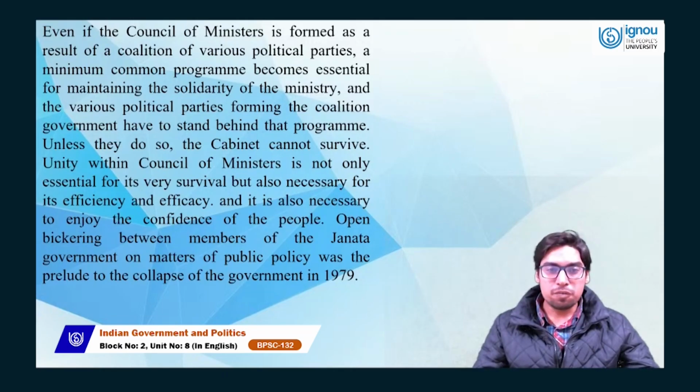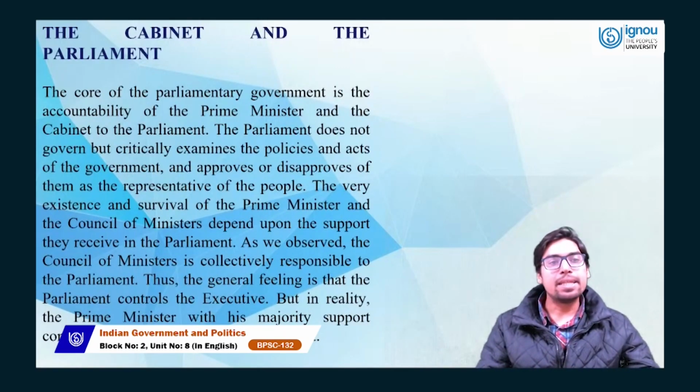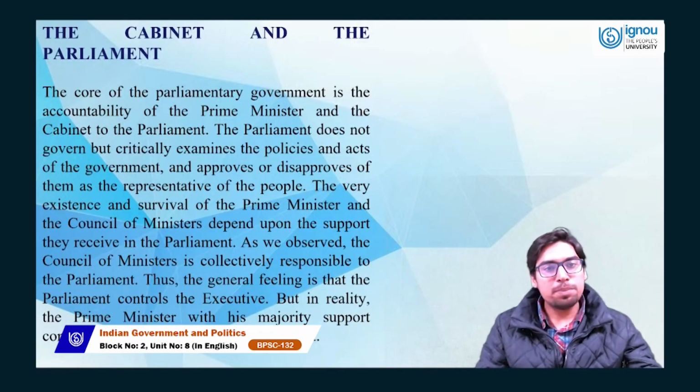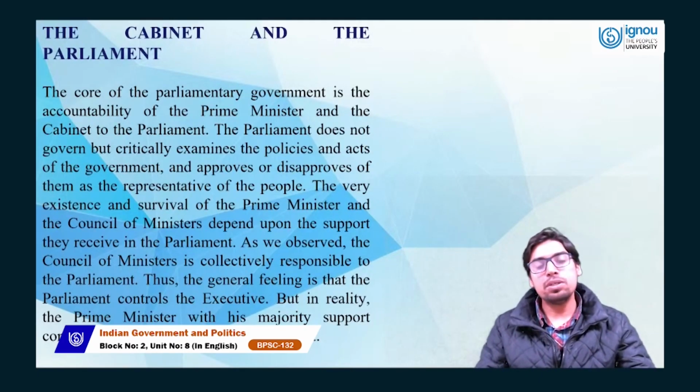Unity within the Council of Ministers is not only essential for its very survival but also necessary for its efficiency, and it is necessary to enjoy the confidence of the people. Bickering between members of the Janata government on matters of public policy was the prelude to the collapse of the government in 1979. The cabinet and the Parliament. The core of the parliamentary government is the accountability of the Prime Minister and the cabinet to the Parliament.